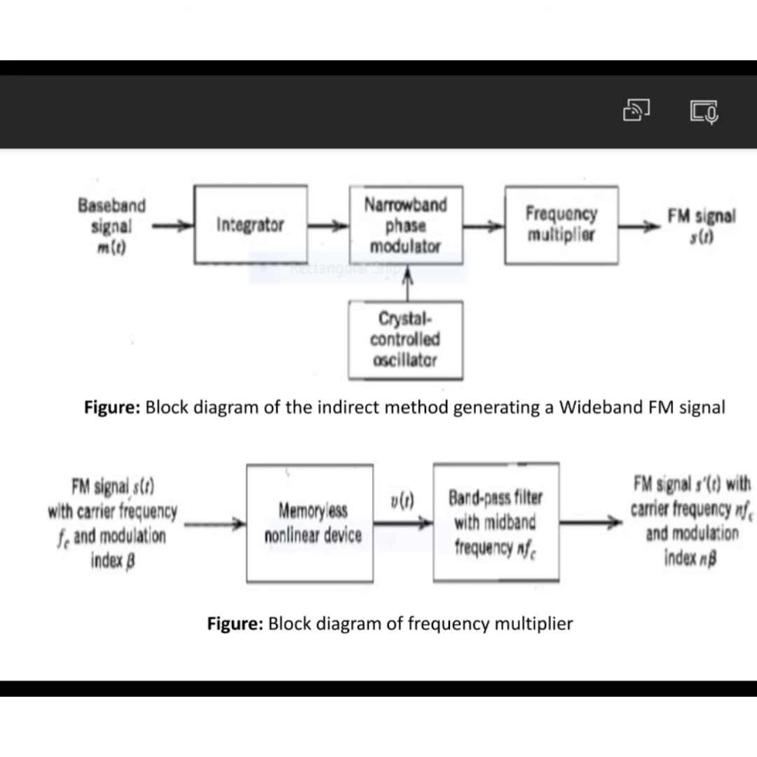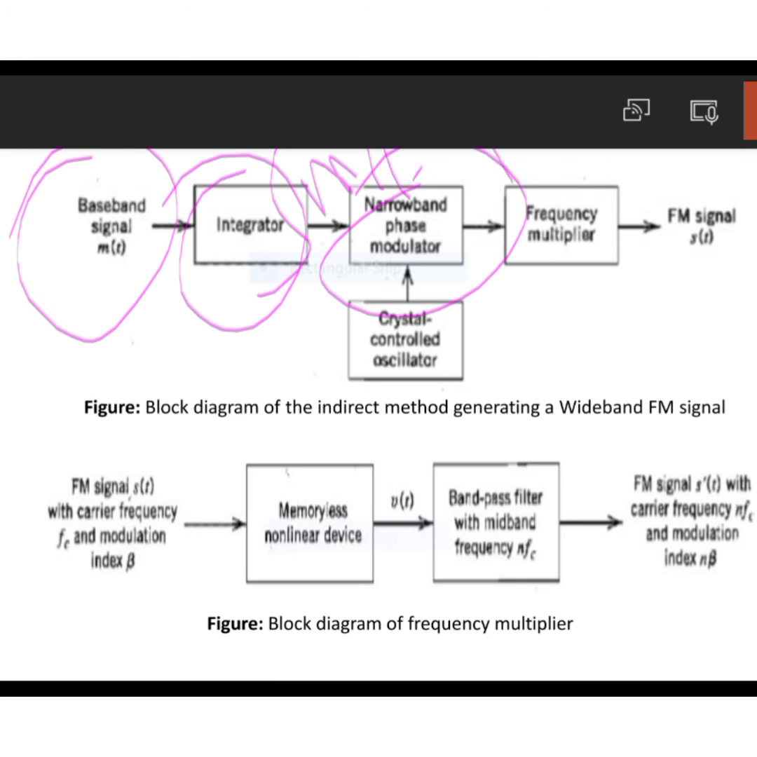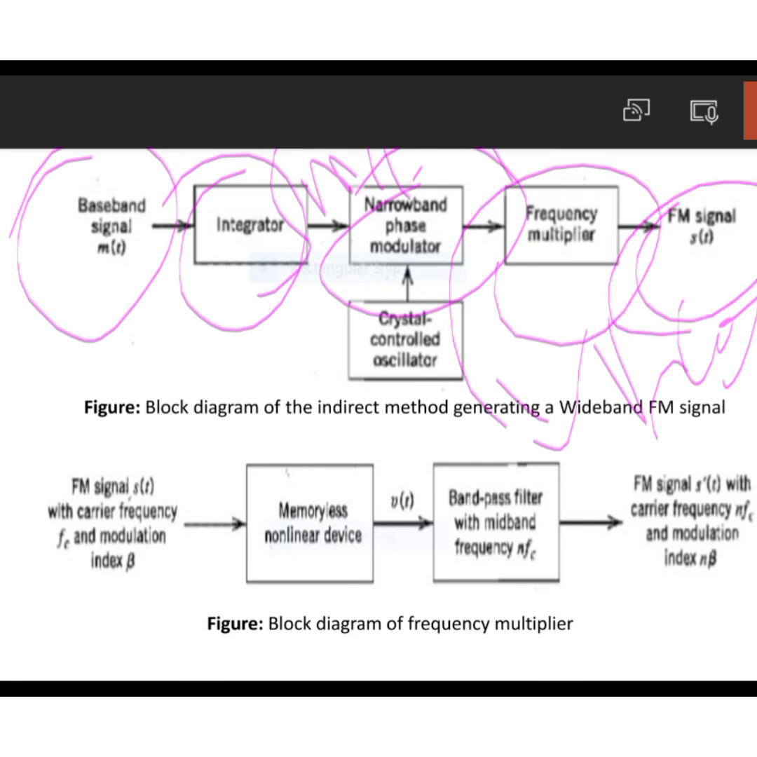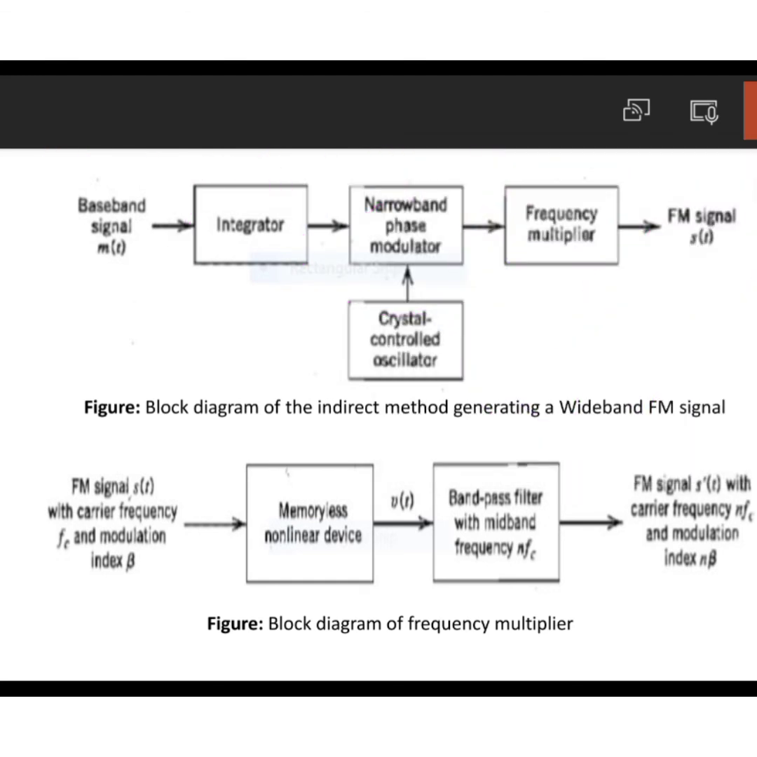So consider the block diagram of the indirect method of generating the FM signal. The baseband signal we are applying here, an integrator is given, and then the narrowband phase modulator. After the integrator, the message signal will be the integral of m of t dt. After that the narrowband phase modulator is applied. Here we are giving Vc cos 2 pi fct. After that frequency multiplication happens, and from this we will get s of t.